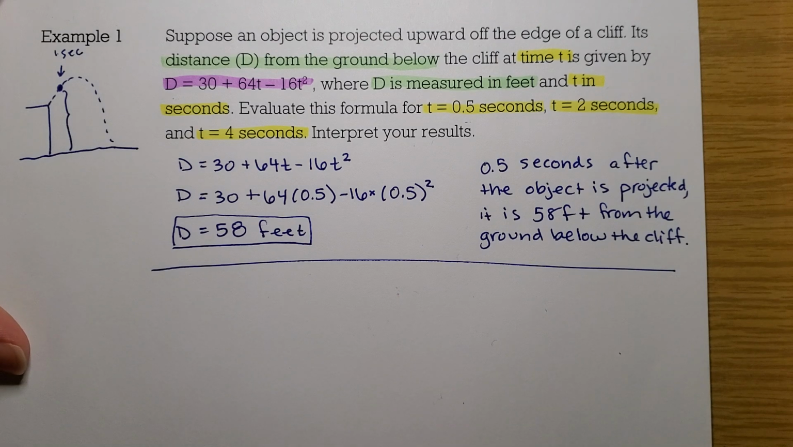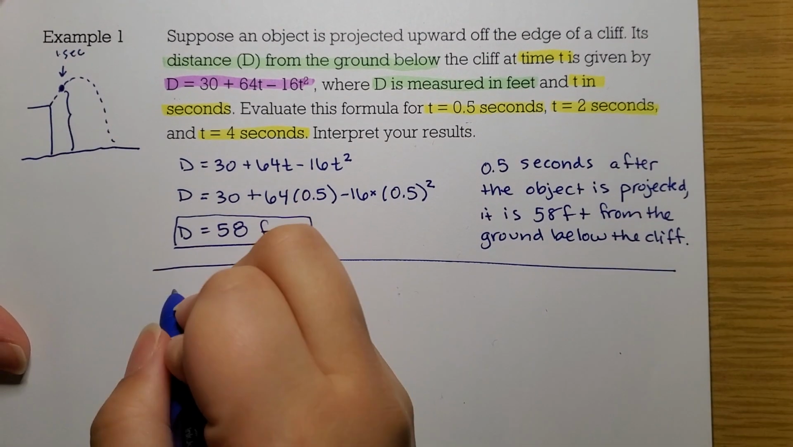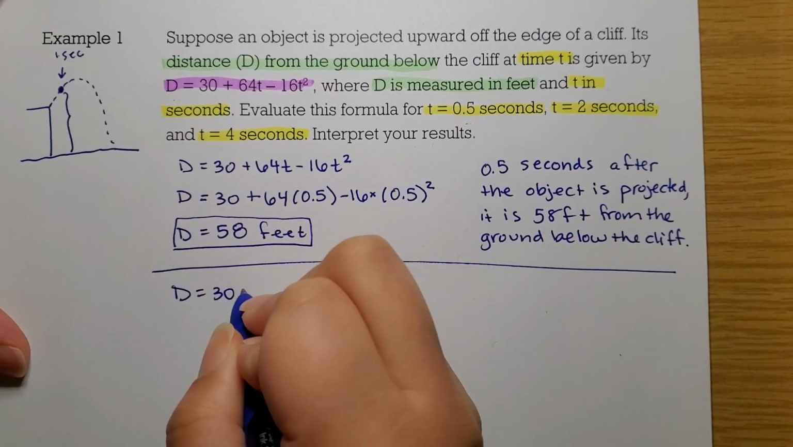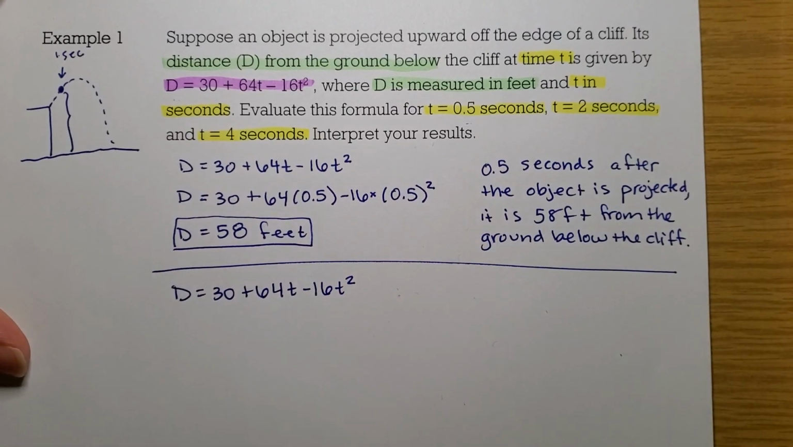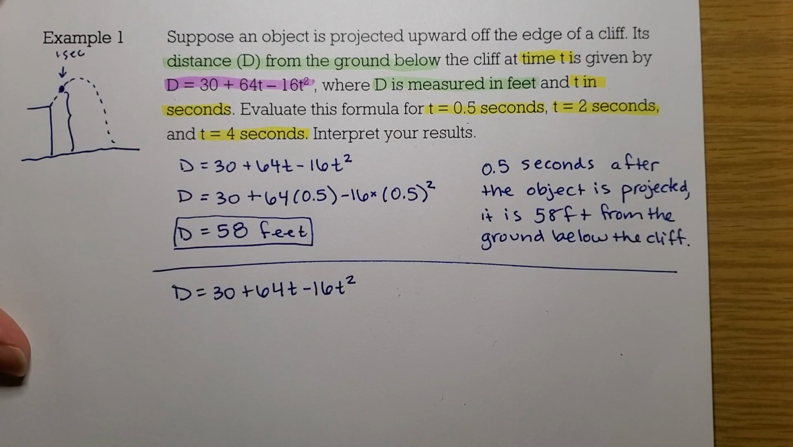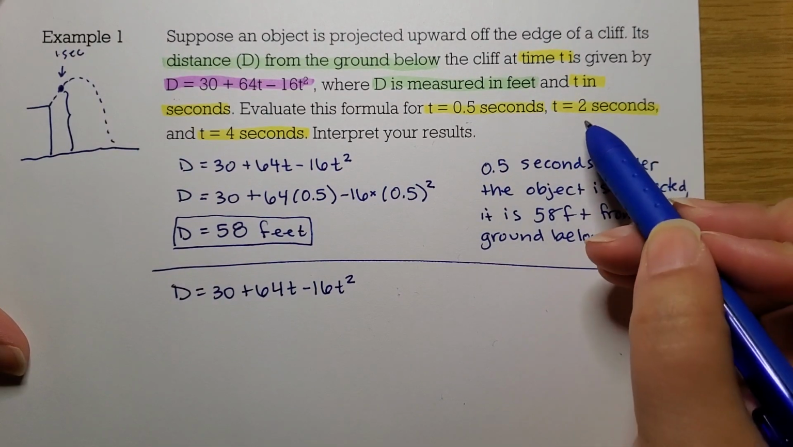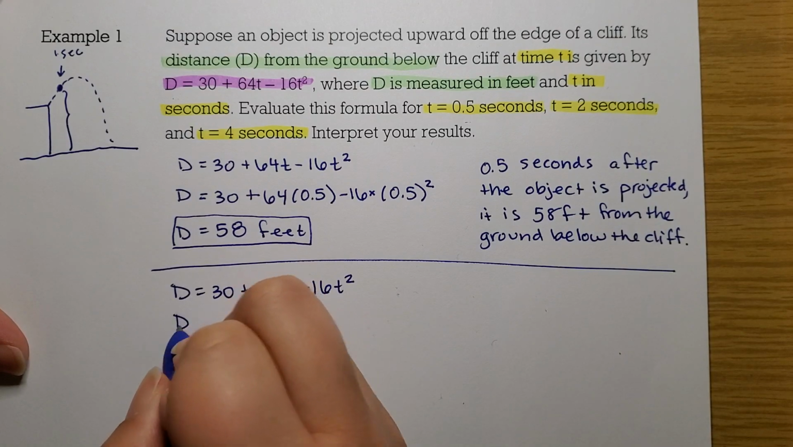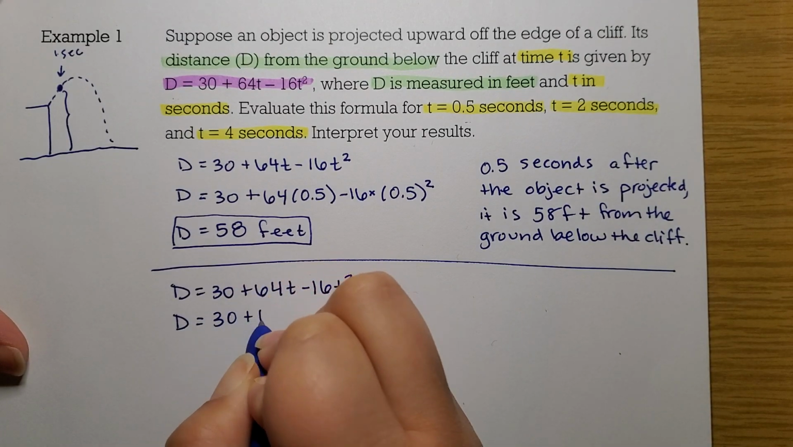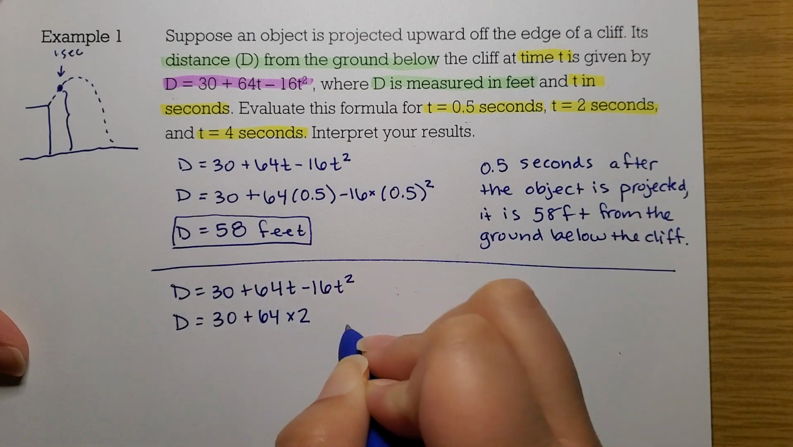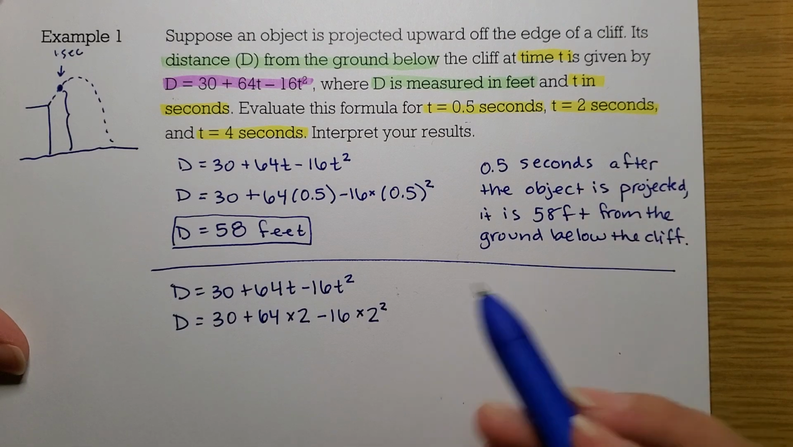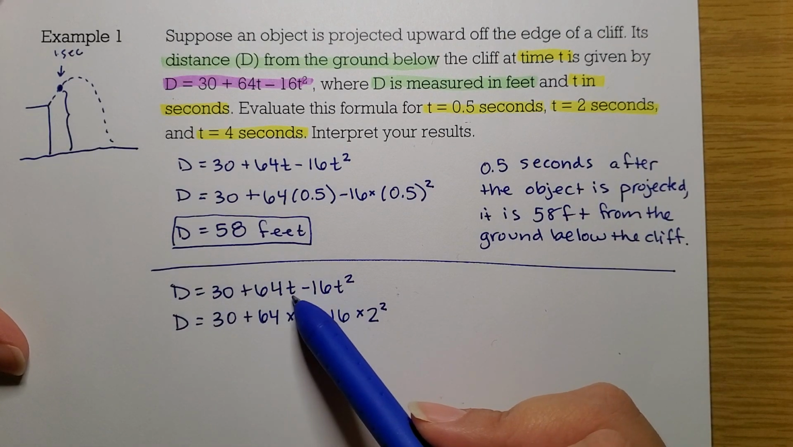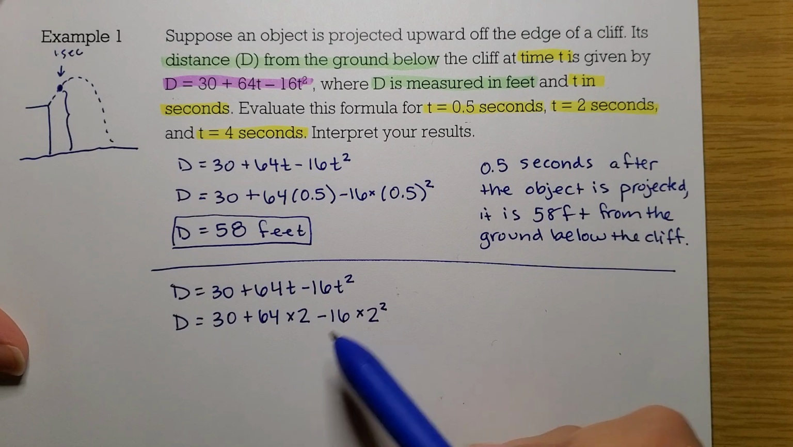So I'm going to rewrite my formula. D is equal to 30 plus 64t minus 16t squared. And this time, instead of replacing t with 0.5 seconds, I'm going to replace t with 2 seconds. So d equals 30 plus 64 times 2 minus 16 times 2 squared. So I'm putting that times there because when there's a number in front of a letter, it means multiplication.